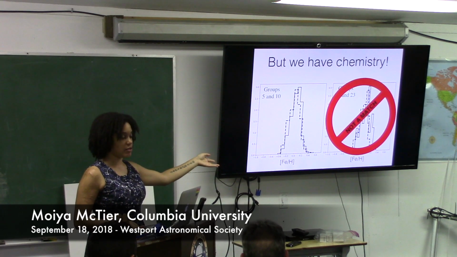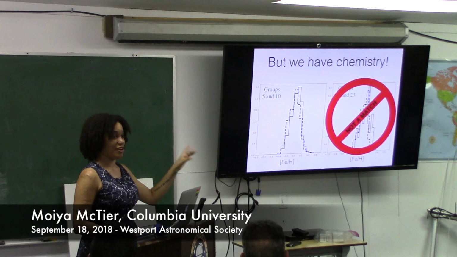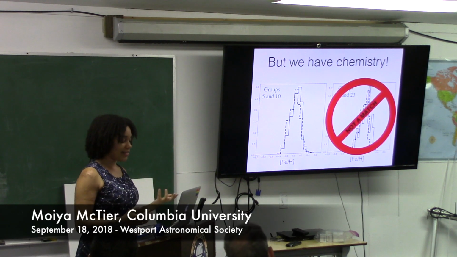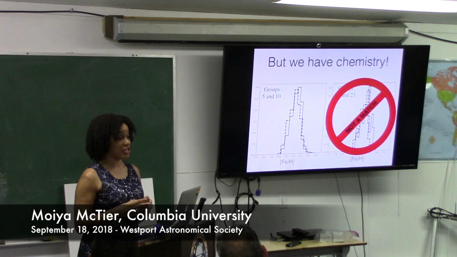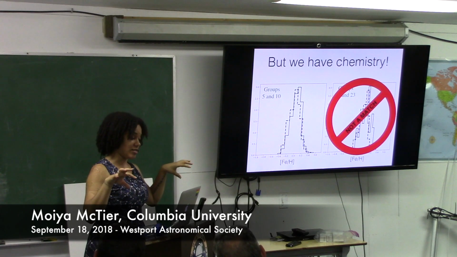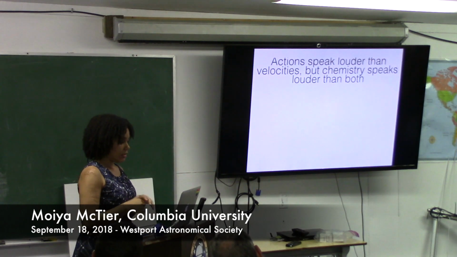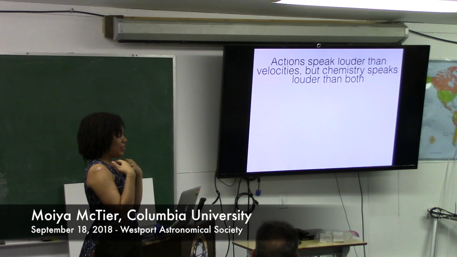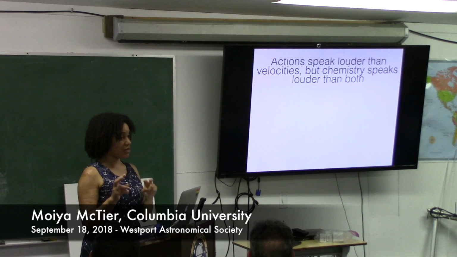iron, but I told you I have 23 elements. So they actually look very different in all of the other elements too. And that led me to the conclusion that sometimes groups will overlap in action space, but they'll actually be 2 distinct populations, and we need to study them as distinct populations. So I guess the message that I have for the astronomy community is that actions are more important than velocities.